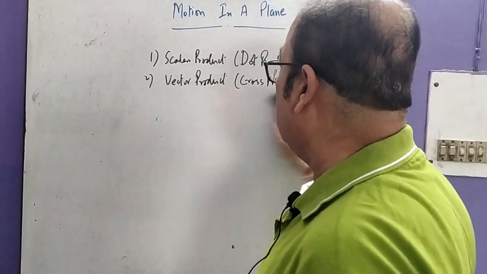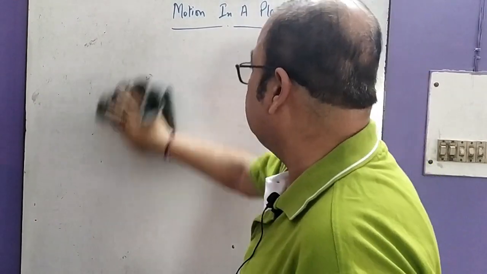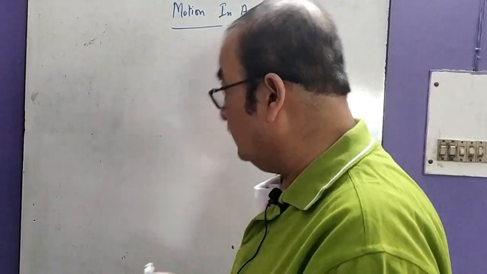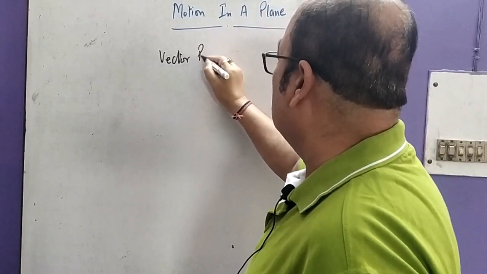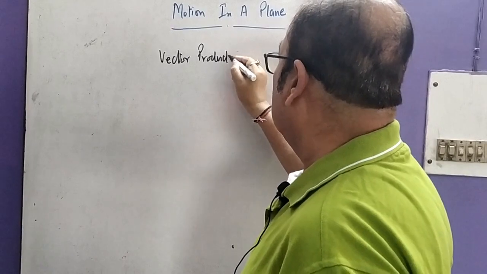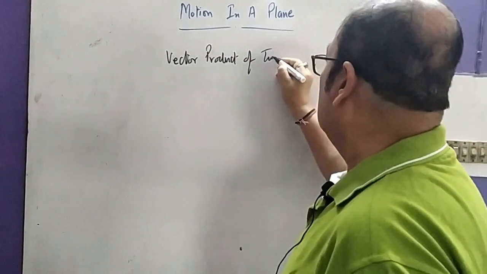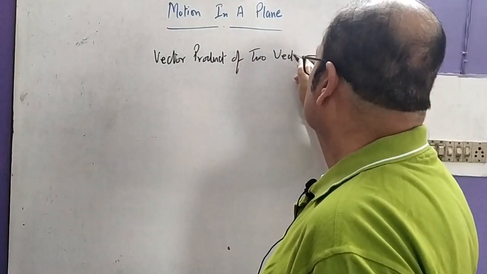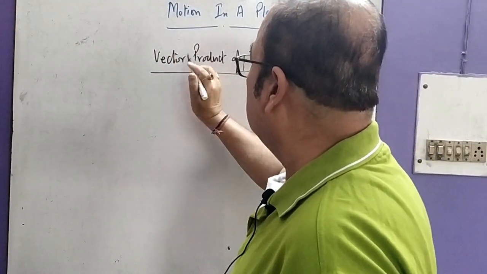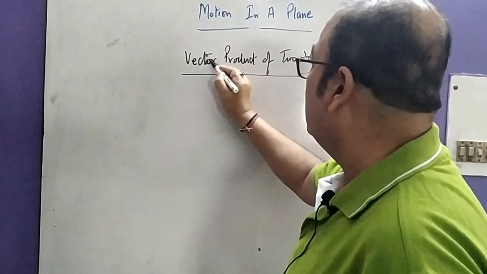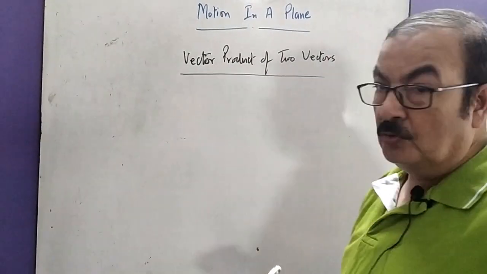Today we will discuss the vector product. That is the main discussion today. It is the vector product of two vectors.